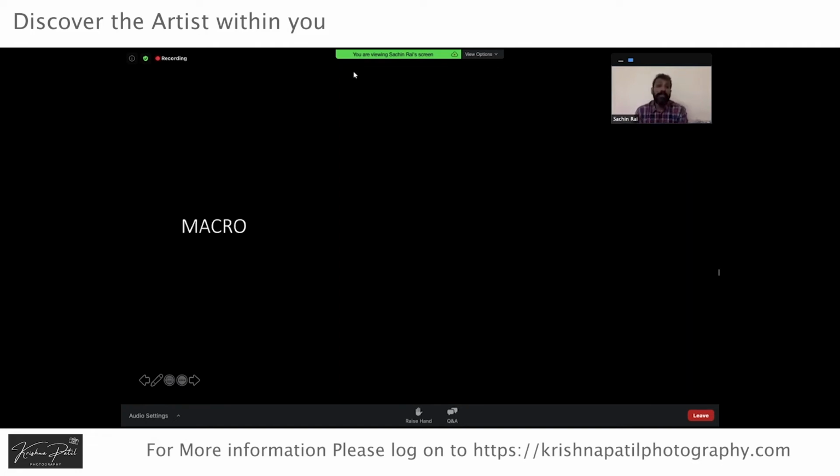We use the same fundamentals in macro photography. What is macro photography? Macro photography is where you magnify smaller subjects.